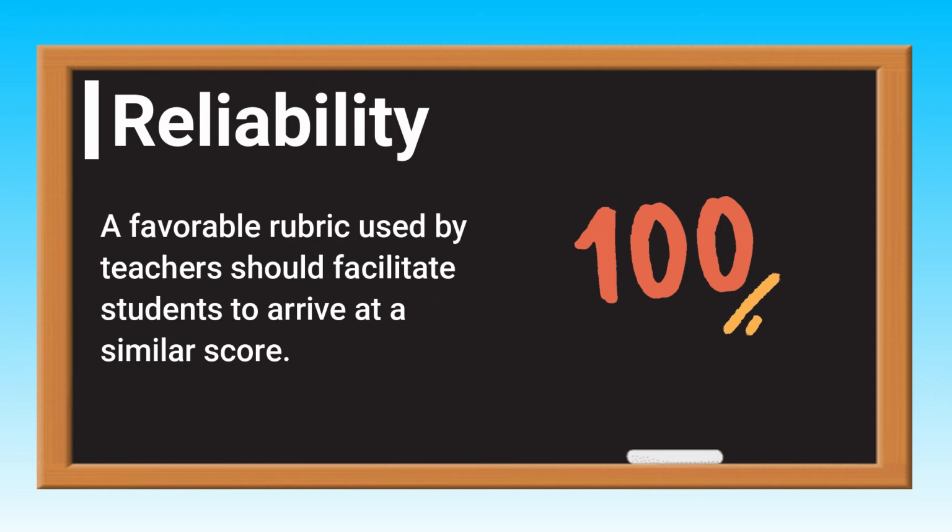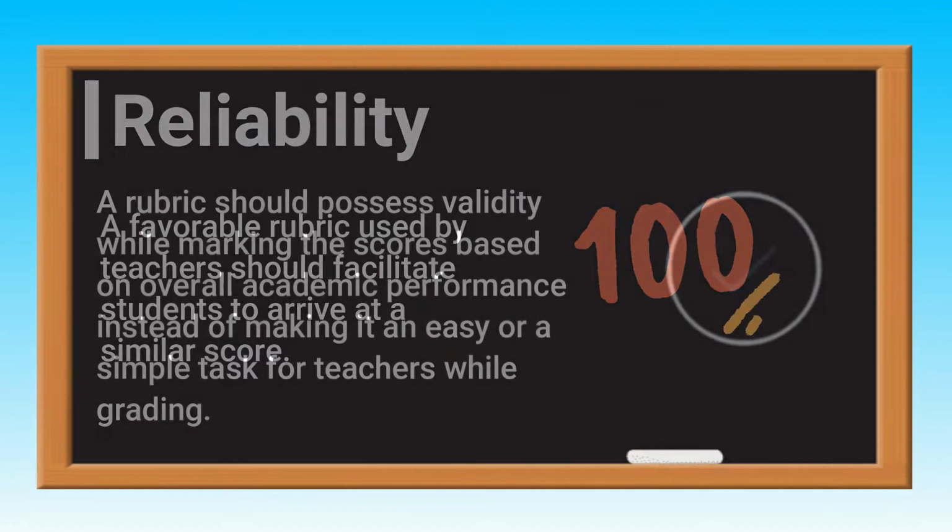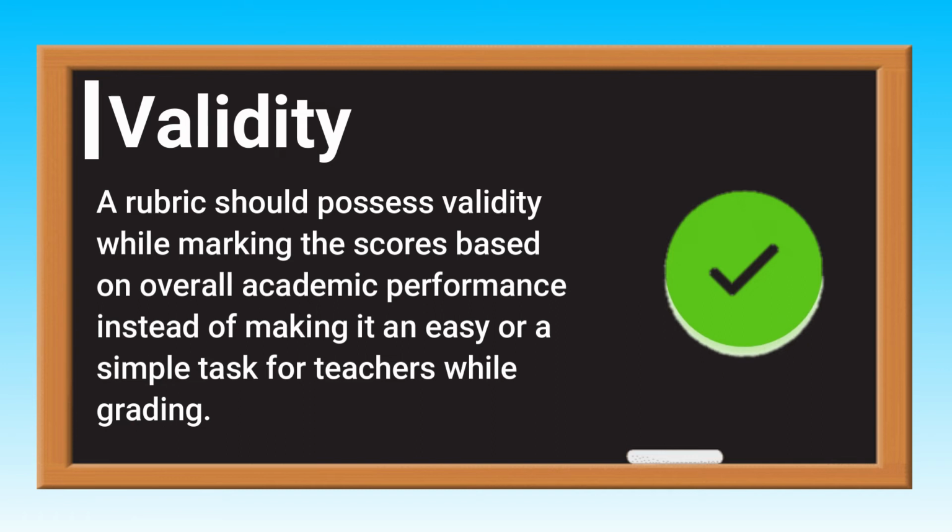Number 4. Reliability. A favorable rubric used by the teachers should facilitate students to arrive at a similar score regarding any assignment or work. And number 5 is validity. A rubric should possess validity while marking the scores based on overall academic performance instead of making it an easy or a simple task for teachers while grading.